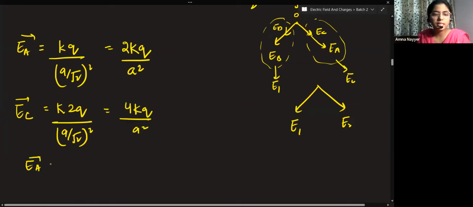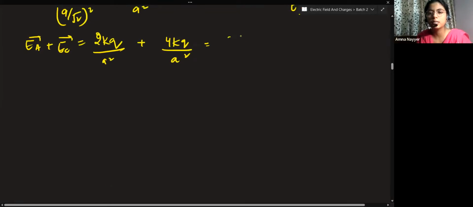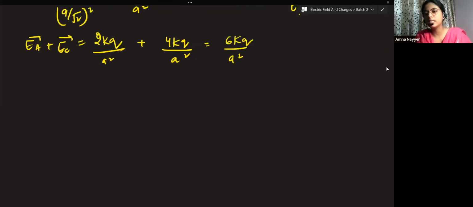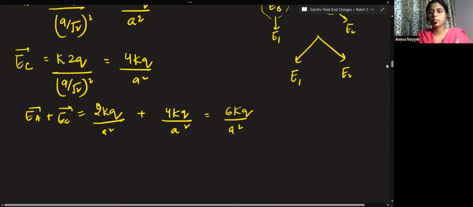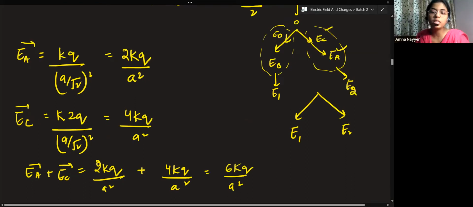So EA plus EC will be what? Because both of these vectors are together, these are parallel, so you can directly add EA and EC. If two vectors are parallel, making an angle of 0 degree, like in this case, then you can simply add the vectors. EA plus EC will be 2KQ by A square plus 4KQ by A square. That gives you 6KQ divided by A square. So we have solved this part, EA and EC. So E2 that I was telling you, the resultant of it, is 6KQ divided by A square. Any doubt still here?